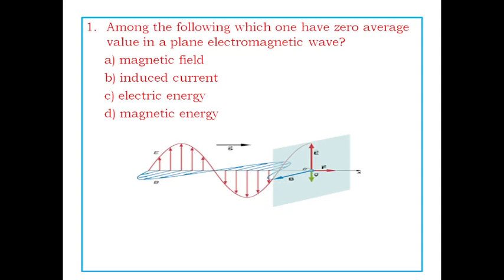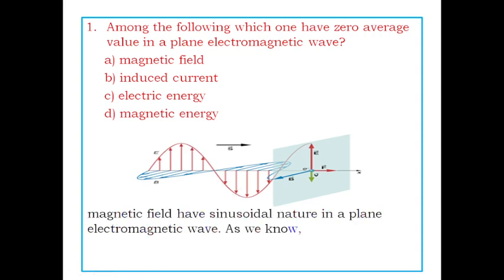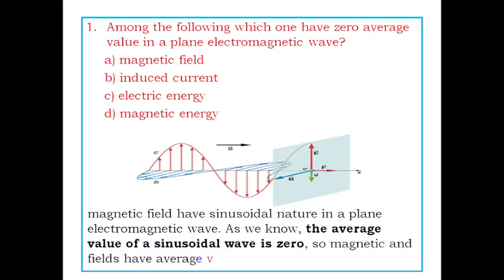In an electromagnetic wave, you can look at the picture here. We have a magnetic field as well as an electric field. The red one is the electric field and the blue one is the magnetic field. Both fields have a sinusoidal wave, and if you consider the average value of a sinusoidal waveform, it has a positive half cycle as well as a negative half cycle, so the average value will be 0. Based on this concept, the average value of a sinusoidal wave is 0, because the magnetic field is sinusoidal in nature. So option A will be the answer for this question.